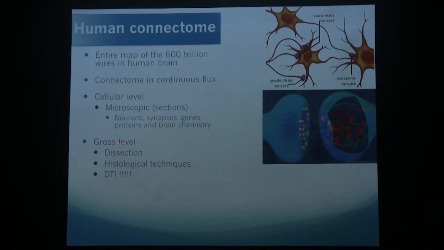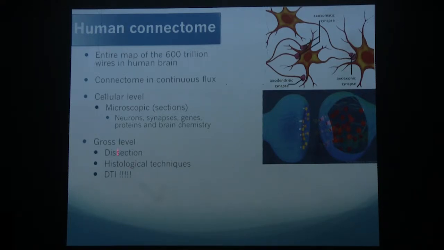At a cellular level, how is this studied? Most people look at the microscopic level. They look for neuron synapses, genes, proteins, and brain chemistry, and based on which lab you work in, you kind of exaggerate what is more important than others.